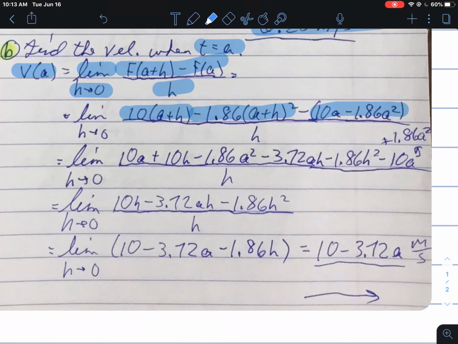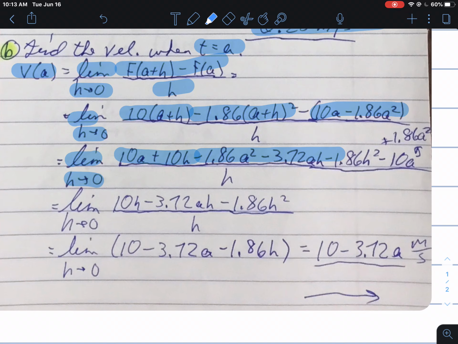Now again, the parentheses, because of the subtraction, I need to distribute the negative. Limit statement is there every single step of the way until I actually plug in my h. So I've got limit as h approaches 0. From here, I'm just simplifying, same as with the previous. So I've got the distribution 10a plus 10h. I've got the squaring of the a plus h and distribution of the 1.86.